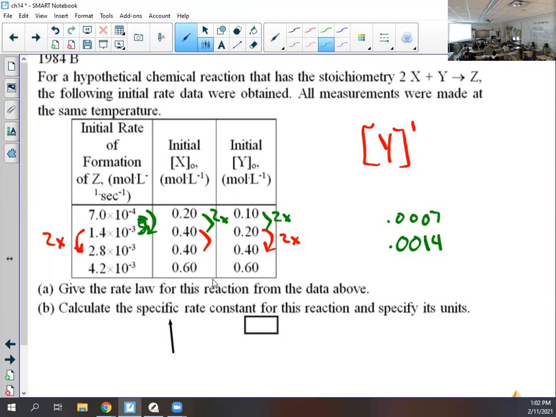It's not a 1. It's a 0. Murray, why is it a 0? Because the X with the X doubling through.